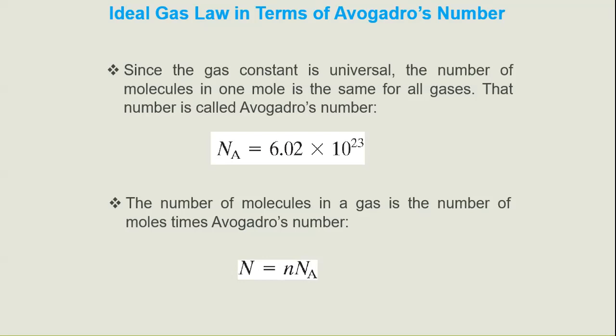The number of molecules in a gas is the number of moles times Avogadro's number. Previously I stated that Avogadro's number is 6.022 times 10 to the power of 23. Here it is written as 6.02 times 10 to the power of 23. Use whichever is given in your questions. For a standard question, you will be using this number. The relationship between the number of molecules and Avogadro's number is given as the bottom equation.